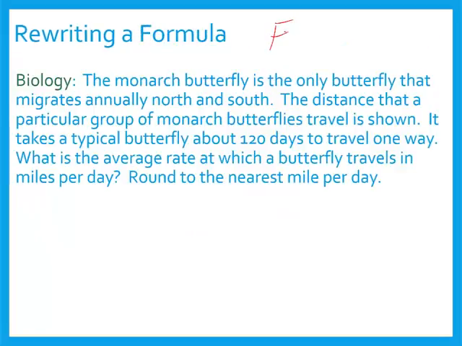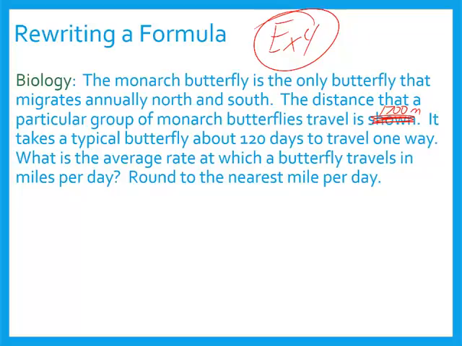Example 4, last problem. The monarch butterfly is the only butterfly that migrates annually north and south. The distance that a particular group of monarch butterflies travels is shown. Oops, I mean miles, not meters. 1,700 miles is the distance the butterfly flew. It takes a typical butterfly about 120 days to travel one way. What is the average rate at which a butterfly travels in miles per day? Round to the nearest mile per day.